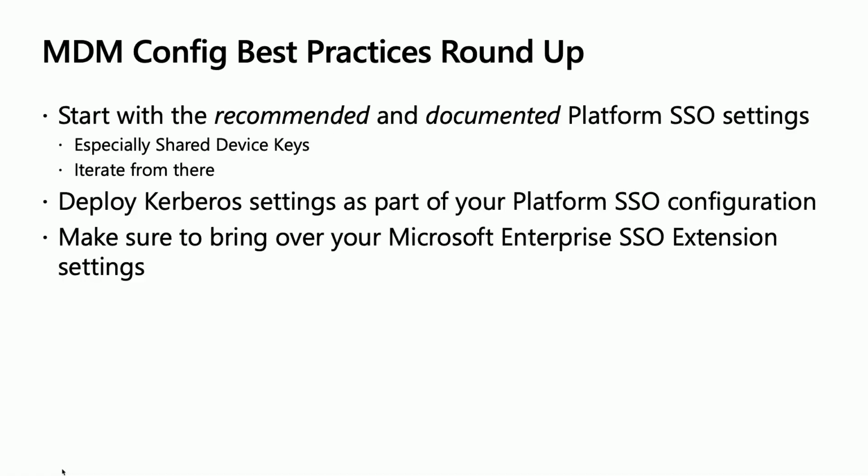Deploy the Kerberos settings as part of what Michael just talked about, as part of the Platform SSO configuration, and move all the apps over that you have configured in your Enterprise SSO settings so you can get that single sign-on experience. So if you have it configured, like your VPN, if you were at the previous session, Sean showed how he does that in his environment. You have Adobe or whatever it happens to be, you can get that single sign-on.